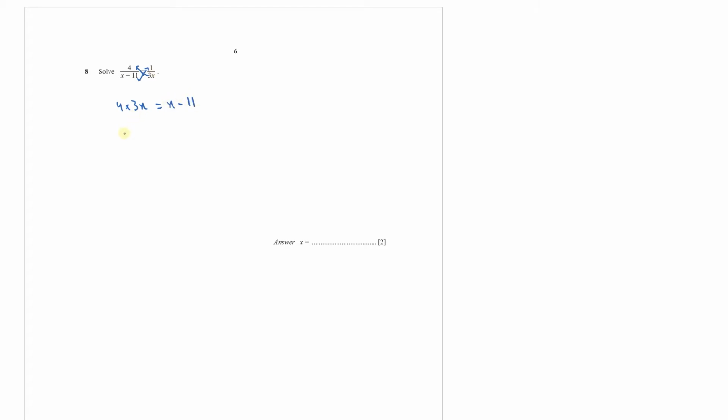So this becomes 12x equals x minus 11. If I take this x to the other side, this becomes 12x minus x equals minus 11. This is 11x equals minus 11, and then x equals minus 1. So your answer will be minus 1.